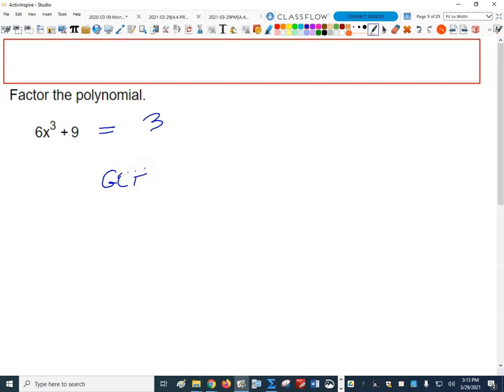Oh, this is so frustrating. I don't know what I'm supposed to do to make this thing work. Nothing seems to work. So my greatest common factor is 3. If I undistribute that, what's left behind?